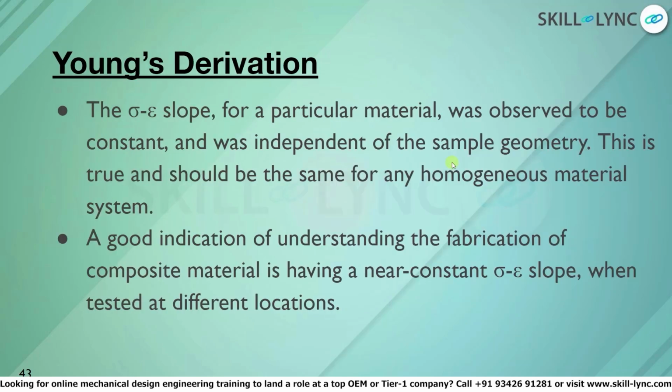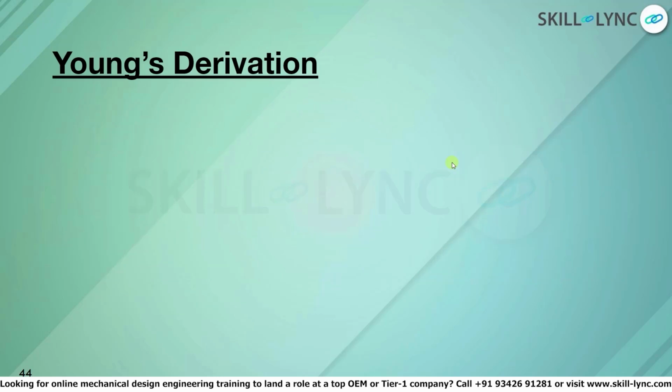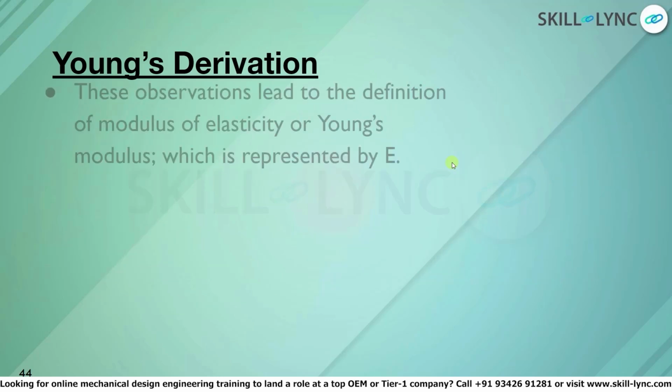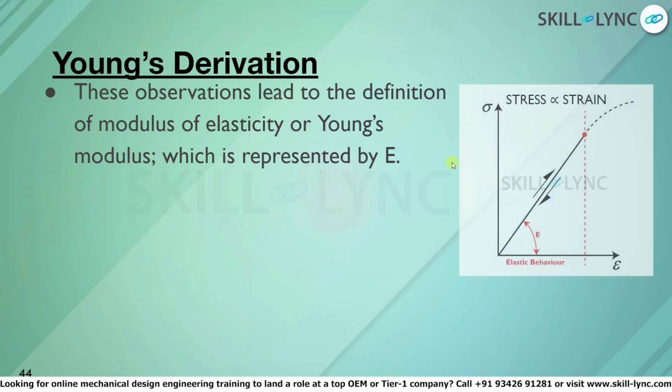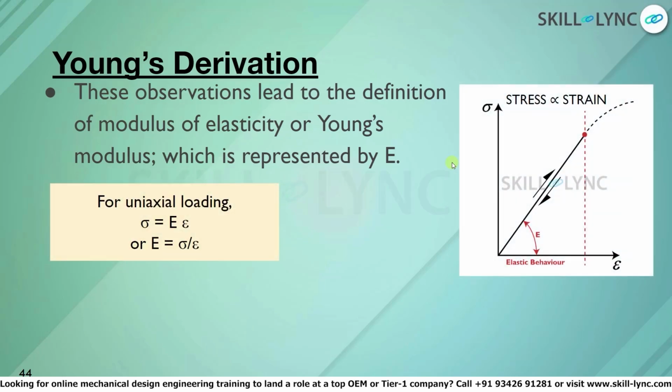We have to make sure that the material is safe enough, the design is safe enough, and understand the different materials we have in different ways. So with that information, Young found this derivation on his name, which is Young's derivation. His derivation made sure that the stress strain slope for a particular material was observed to be constant and was independent of the sample geometry. This is true and should be the same for all homogeneous material.